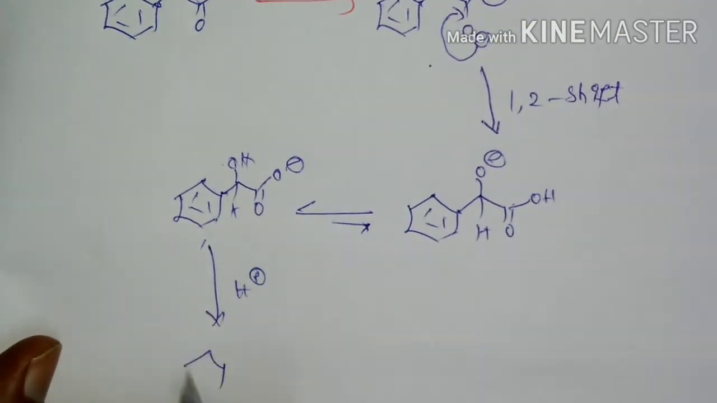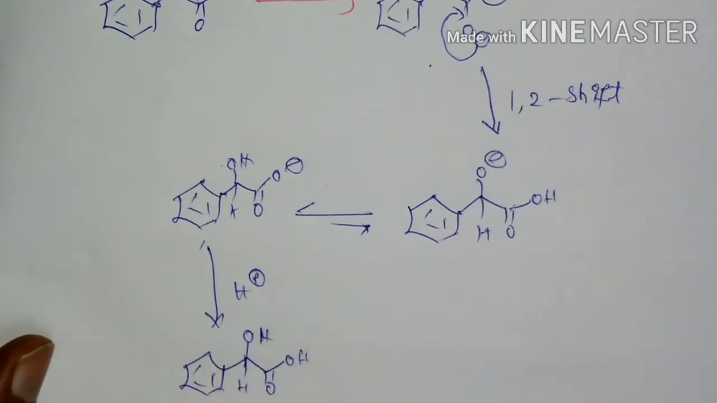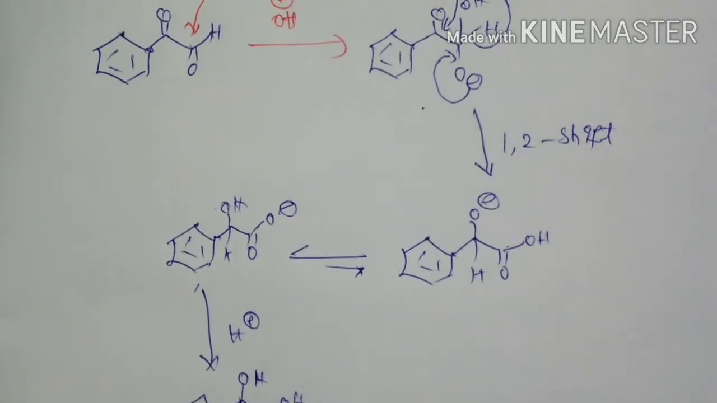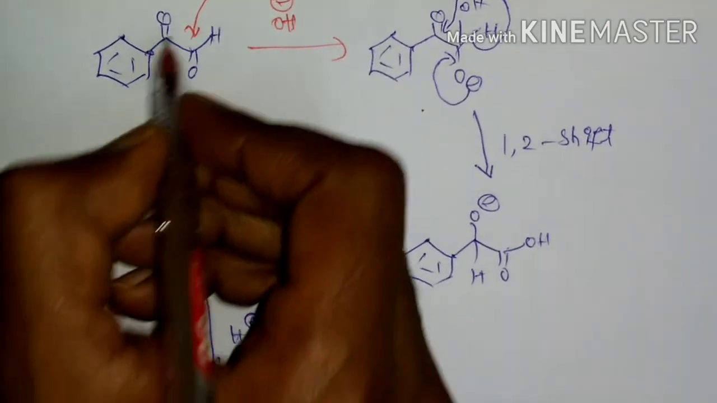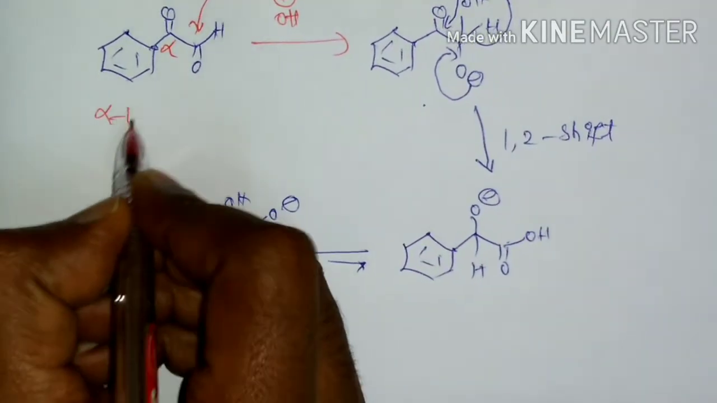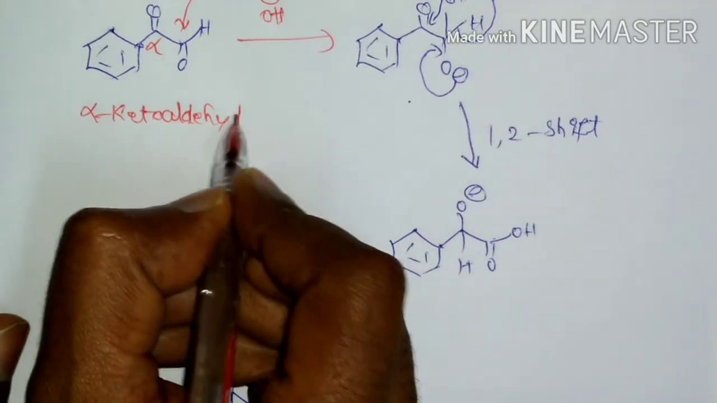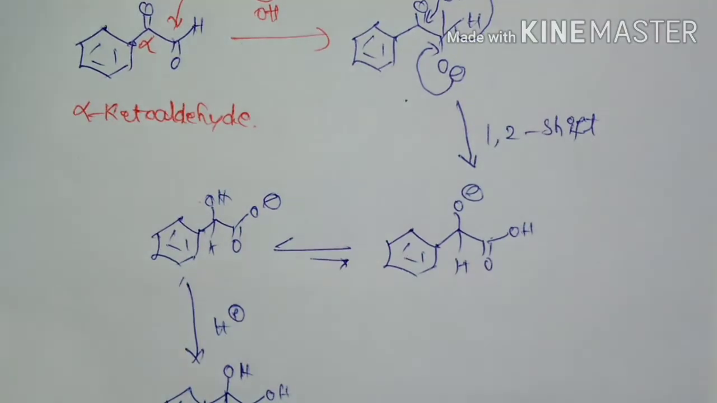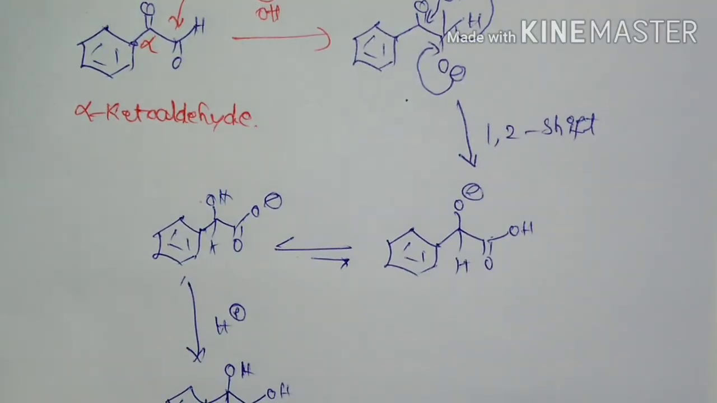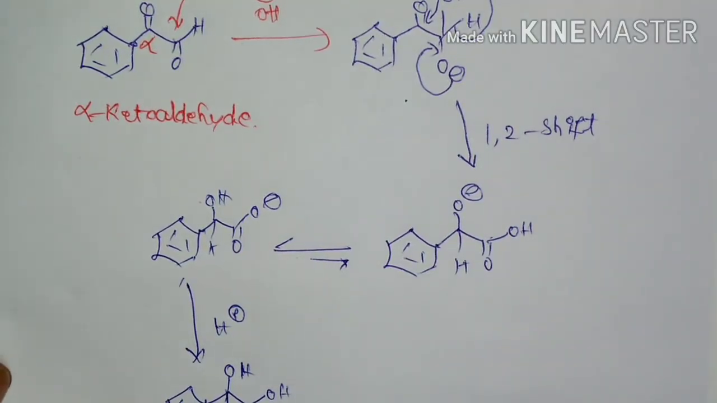And finally, acidification leads to the alpha hydroxy carboxylic acid derivative. So this is in the case of alpha keto aldehydes. Okay, and this is actually not true benzylic acid rearrangement.